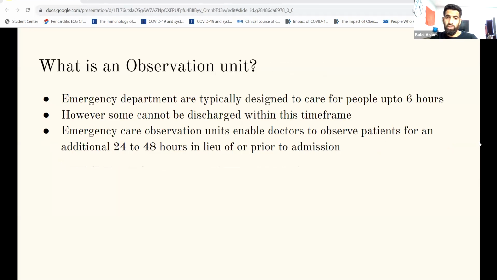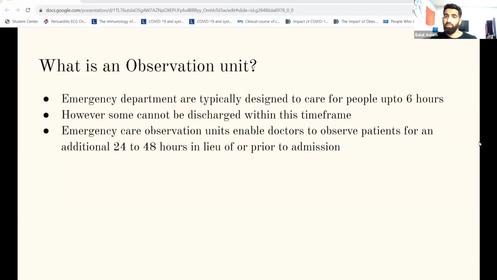There have been a lot of proposed solutions to this problem, one of them being emergency department observation units. So the typical ER is designed to care for a patient for around 6 to 8 hours, with the length of a shift being around 8 hours in most places. However, some people cannot be safely discharged within that time frame. These people are usually admitted to the hospital.